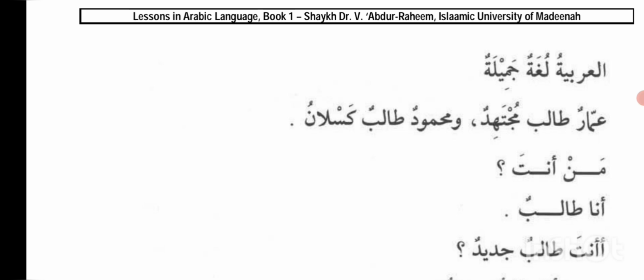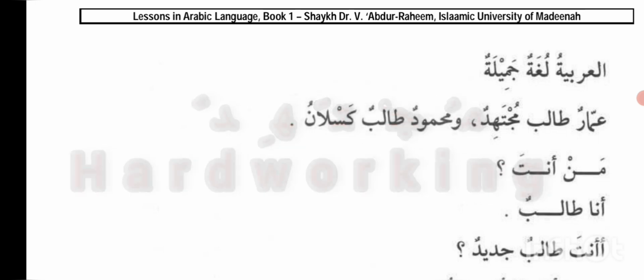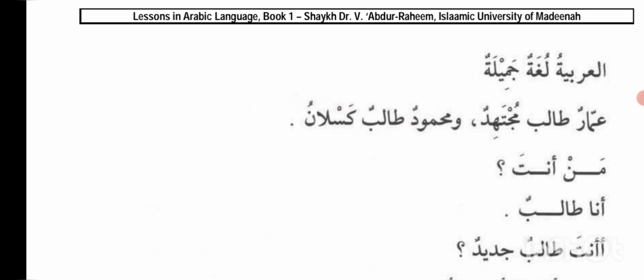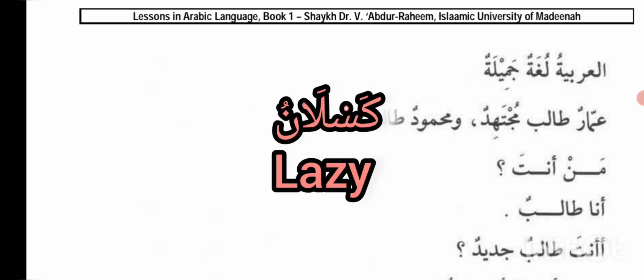Ammarun, Ammar, talibun mujtahidun, is a hard-working student. Talibun means student. Mujtahidun means hard-working. And Mahmudun, Mahmud, talibun kaslanu, is a lazy student, opposite to mujtahidun. Kaslanu means lazy. Man anta, who are you? Ana talibun, I am a student. If the person is feminine, you will say ana talibatun. A anta talibun jadidun, are you a new student? Naam, yes, ana talibun jadidun, I am a new student.